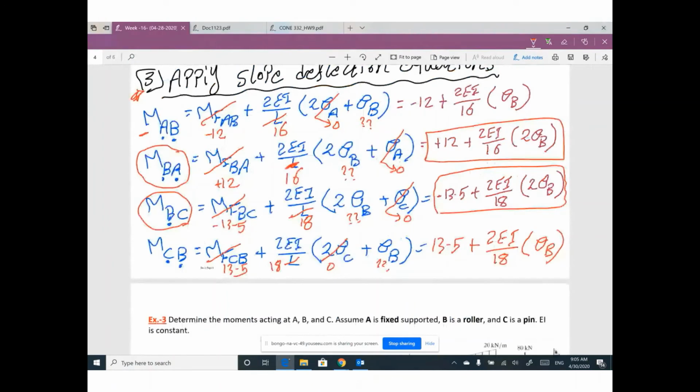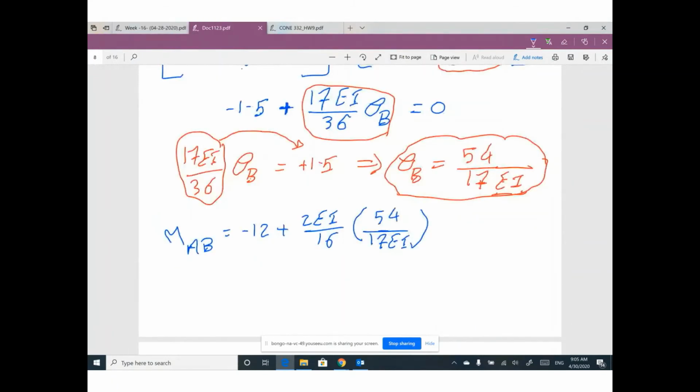It's negative 12 plus 2EI divided by 16 times theta B. I put theta B with this value. I think I can cancel EI by EI. So I think I can get a final answer. Your final answer will be negative 11.6. Keep going. Keep going.